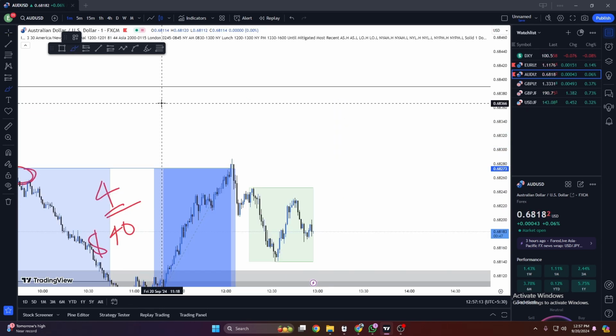So I passed my phase 1 challenge. Now I already got my phase 2 challenge. So yeah, from Monday, from next week, I will trade on my phase 2.